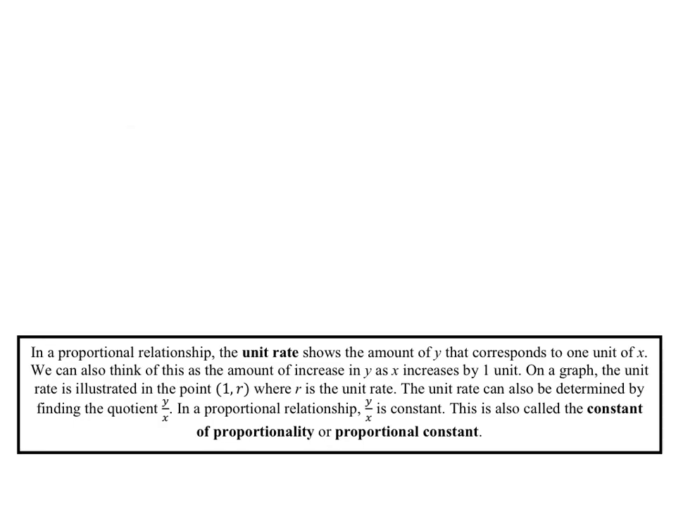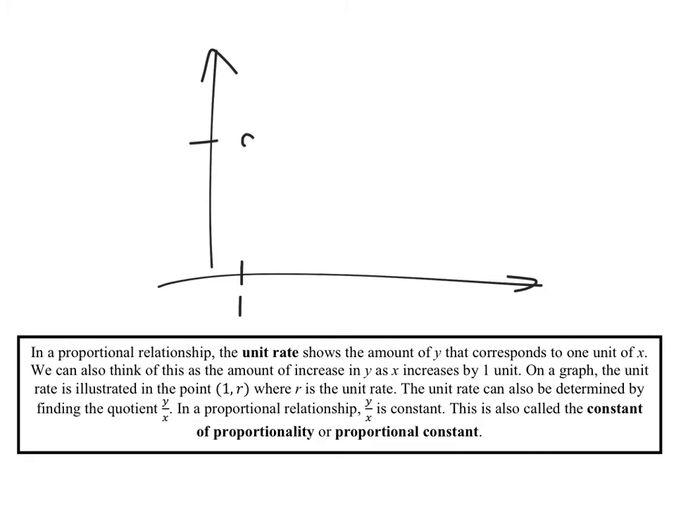So in a proportional relationship, the unit rate shows the amount of y that corresponds to 1 unit of x. We can also think of this as the amount of increase in y as x increases by 1 unit. On a graph, the unit rate is illustrated in the point (1, r), where r is the unit rate. So if we looked at a graph like these, then we would look for x is 1, and whatever the y value is, that is the unit rate. They're saying that is some value r, so you'd have the point (1, r).